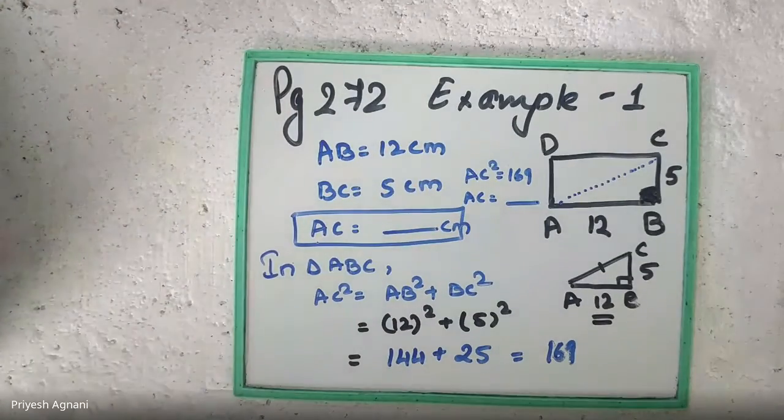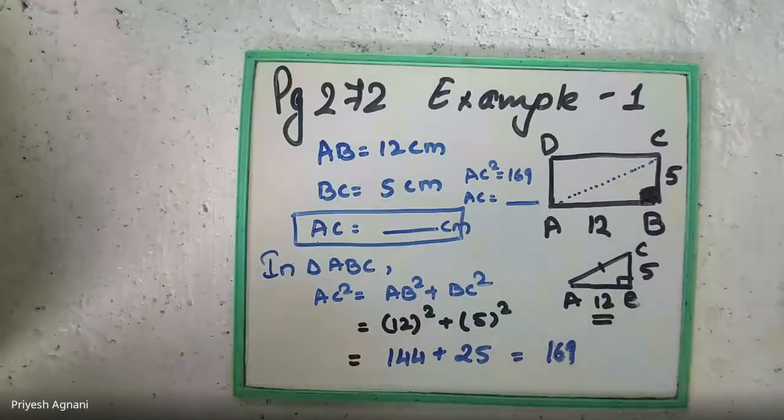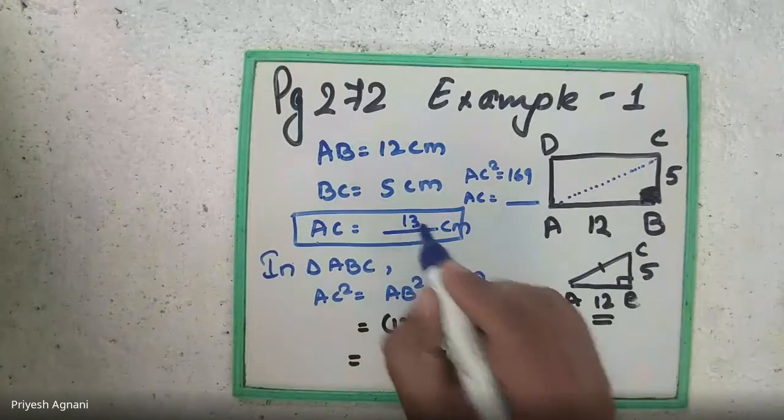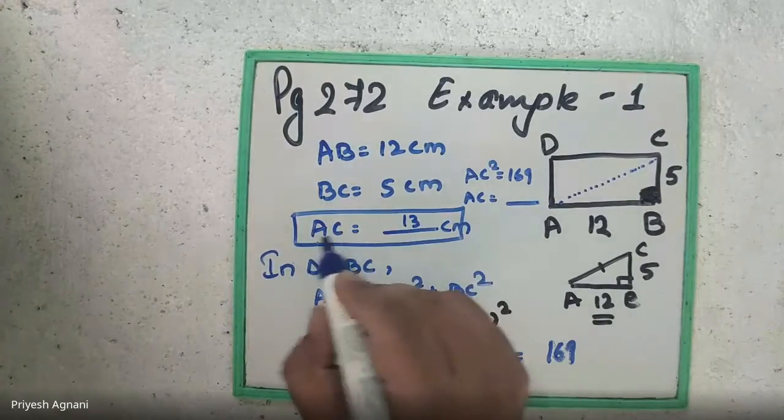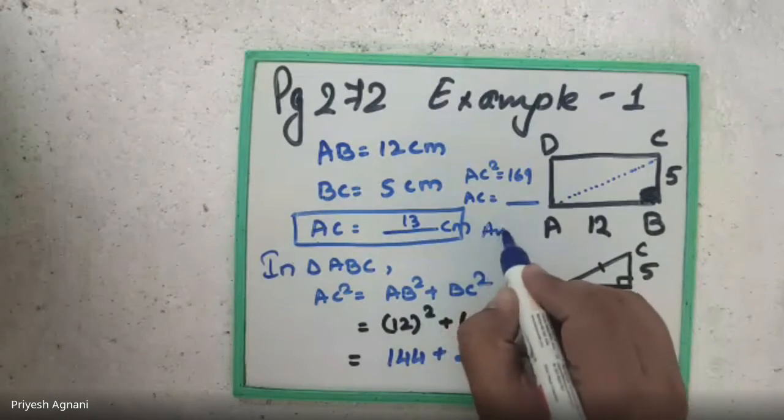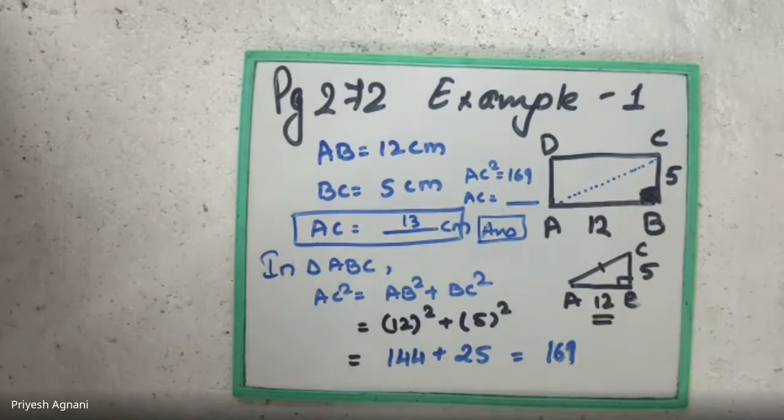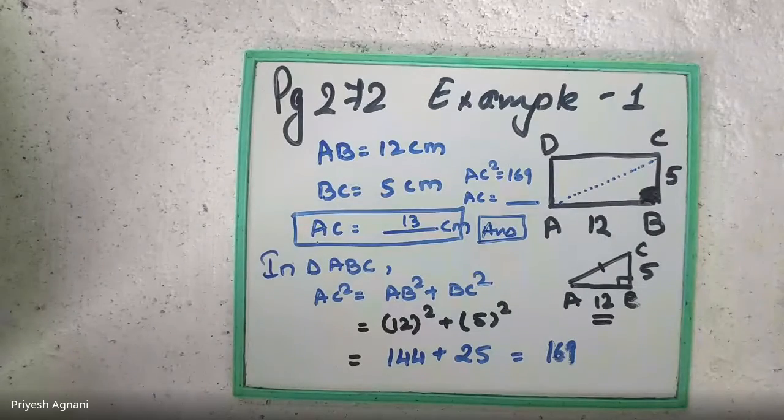Okay, so the answer will be AC is equal to 13 centimeter. So the diagonal is equal to 13 centimeter. This will be your answer. Please write it down. Give me a moment.